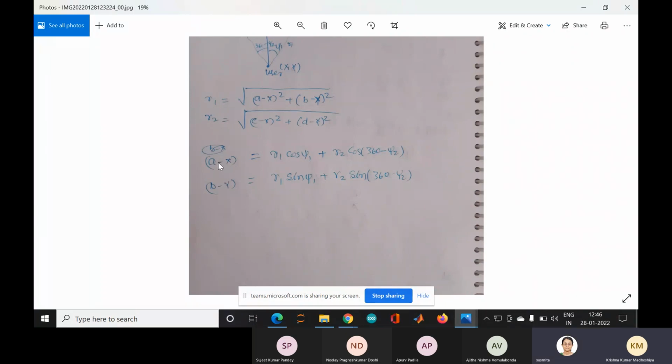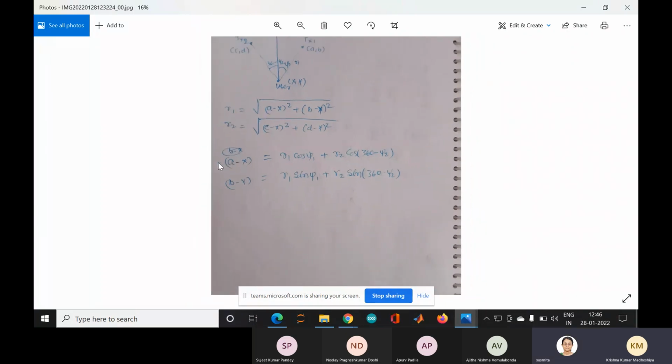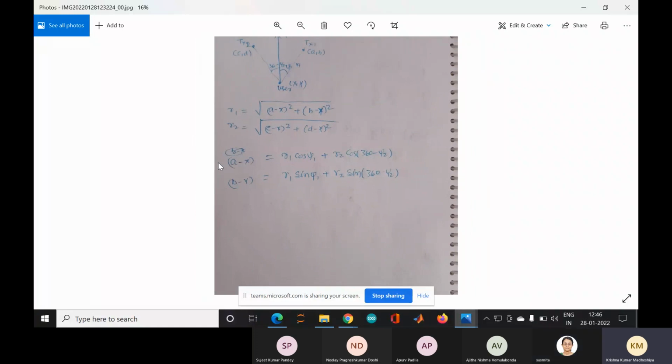How are you calculating R1 and R2? First, R1 is this Euclidean distance, A minus x. In this equation, you do not know X and Y. You have to find X and Y. Yes, ma'am. In the above two equations, x, y, and R1, R2 are unknown. And I am calculating R1, R2 from the transmitter coordinates A comma B and C comma D, because we know the A, B, C, D locations.